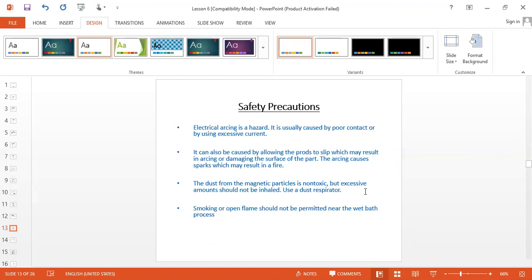It can also be caused by allowing the rod to slip, which may result in arcing or damaging the surface of parts. The arcing causes sparks, which may result in fire in case of kerosene-based bath. The dust from the magnetic particle is non-toxic, but excessive amounts should not be inhaled. Use a dust respirator. Smoking or open flame should not be permitted near the wet bath process.